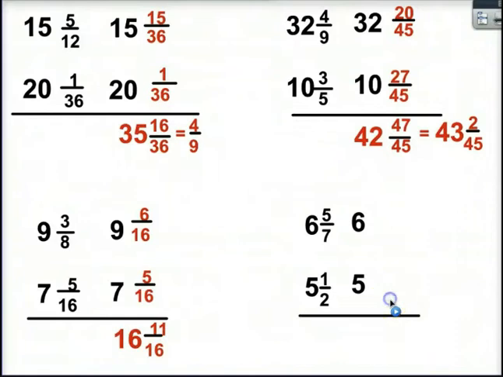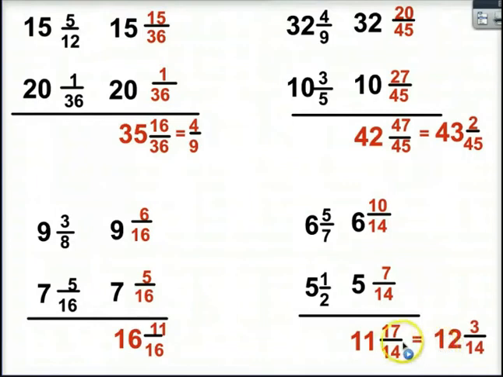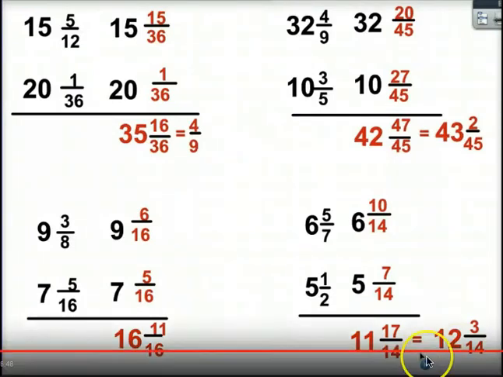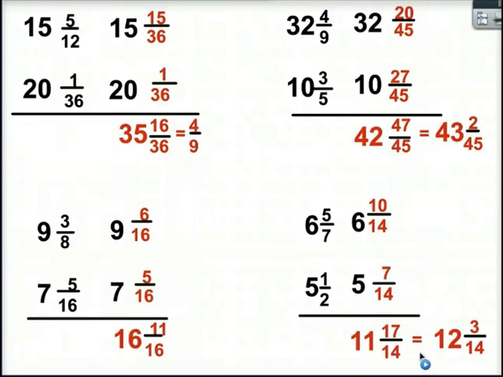Nice. I'm looking at 7 and 2, and again, that's going to be 14 for a common denominator. My new numerators are going to be 7 and 10. When I add that together, I'm going to get 17/14. Add 6 and 5, and I get 11, but again, I've got an improper fraction. 17/14 can be rewritten as 1 and 3/14. Add that 1 back into the 11, and you get a final sum of 12 and 3/14. Nice job.